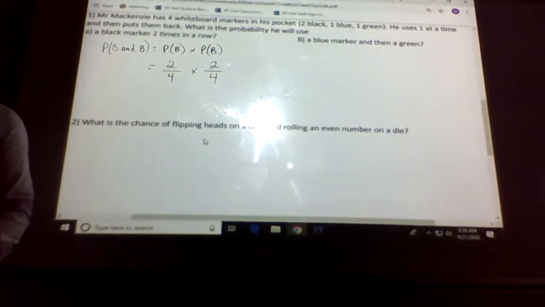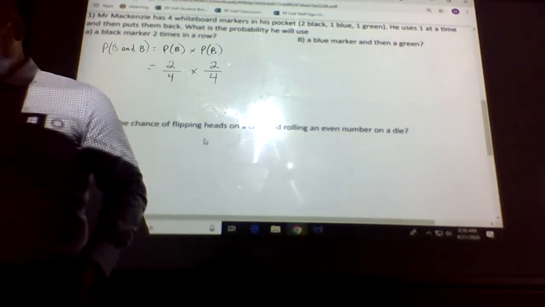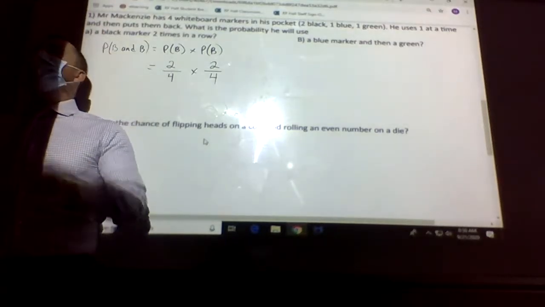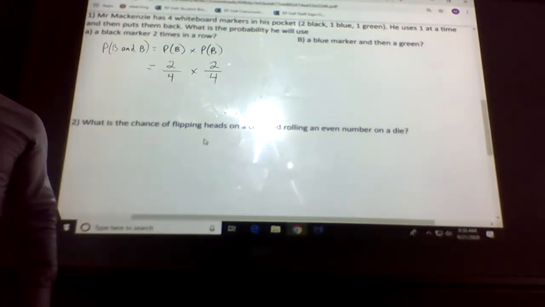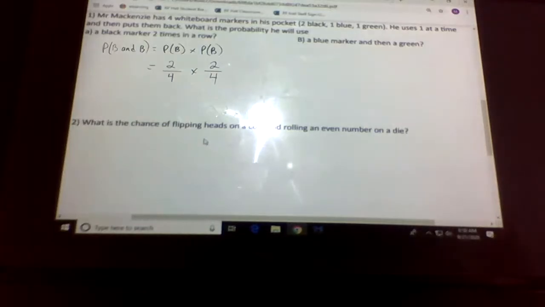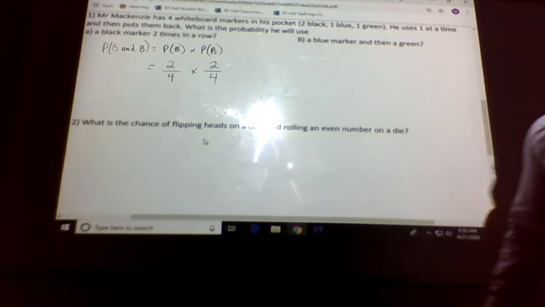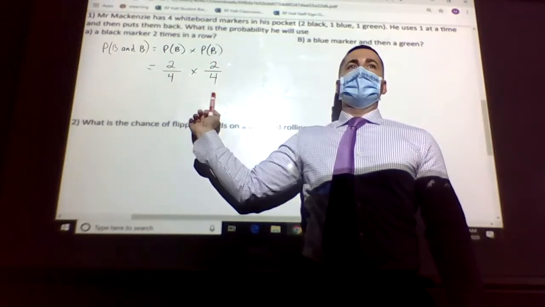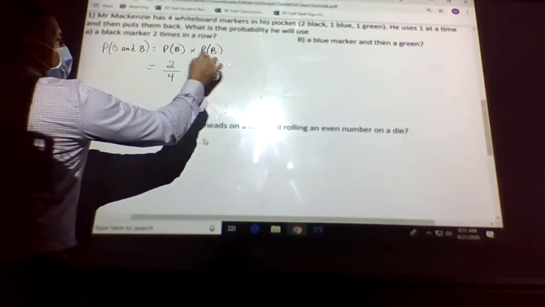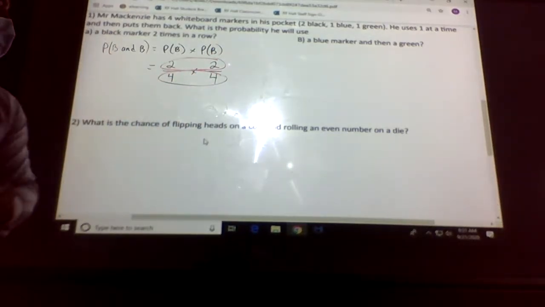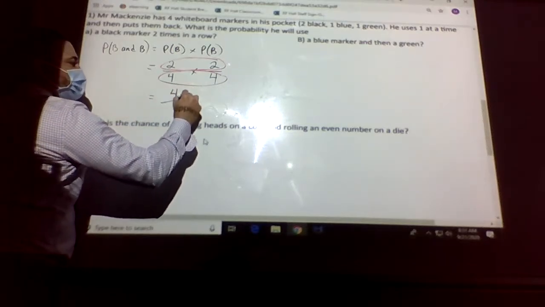Okay, refresher: how do we multiply fractions? Going back to elementary school, but often forgotten. How do we multiply fractions? Take a guess. Okay, so we multiply the numerators together, so 2 times 2, and then we multiply the denominators, 4 times 4. So we get 4 over 16.